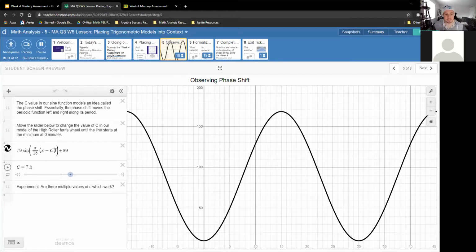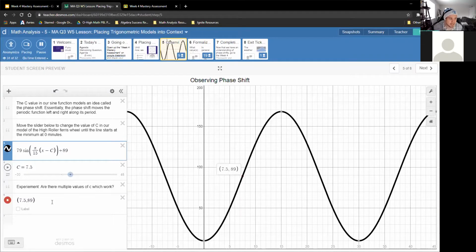Because a sine function is always supposed to start at its midline, check this out, guys. Watch, I'll show you something. What happens when x is 7.5? What's my y coordinate? It should be the midline, 89. And look, there it is. It actually is on the graph right there, 7.5 comma 89. Do you see that? By having shifted it over to the right by 7.5, by plugging 7.5 in for C, we have essentially moved our sine function to match up with the model.